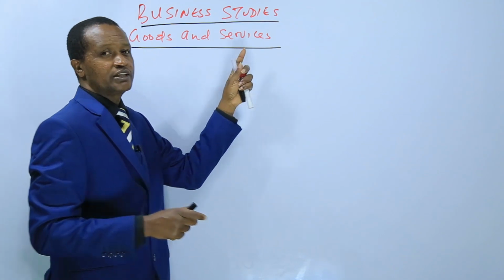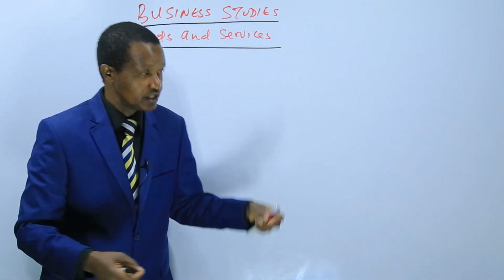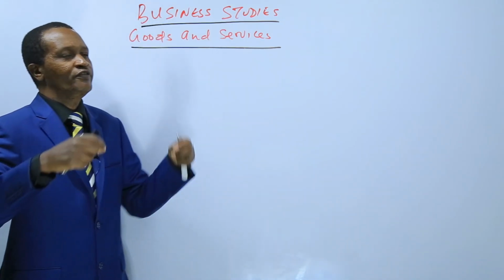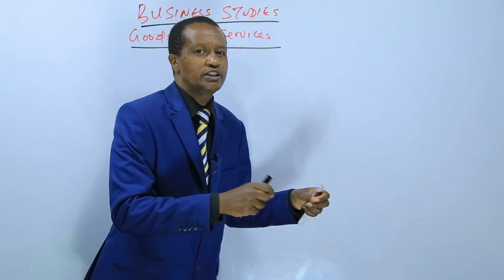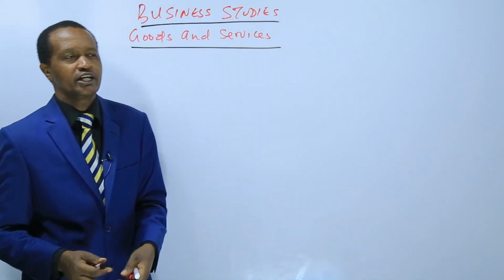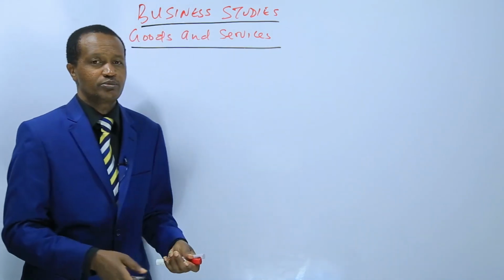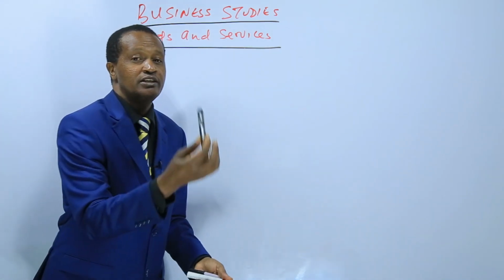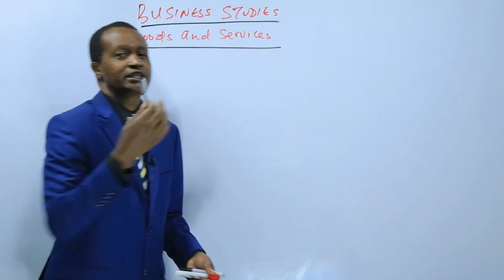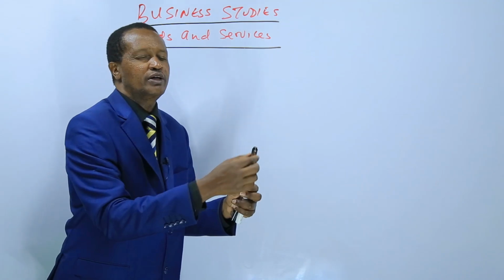So learners, generally, goods are physical commodities that are tangible, meaning you can touch them or you can feel them. A good example is what I'm holding in my hand. This pen is a good. Why? Because it is tangible. I can touch it. I can feel it even when my eyes are closed.